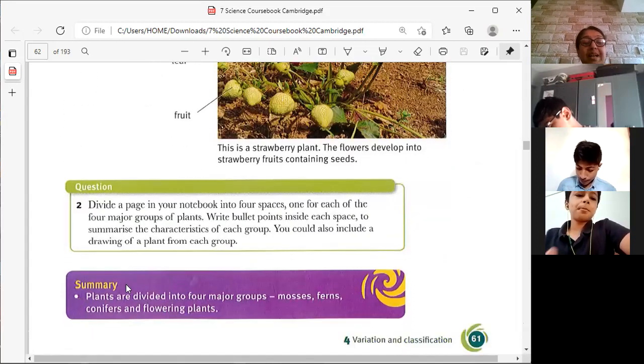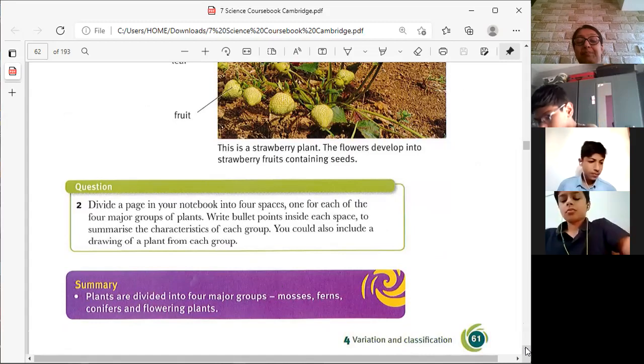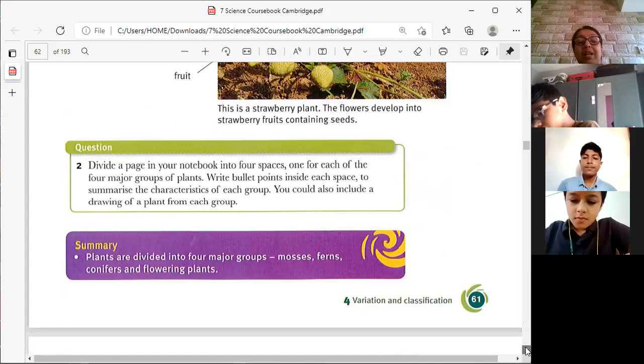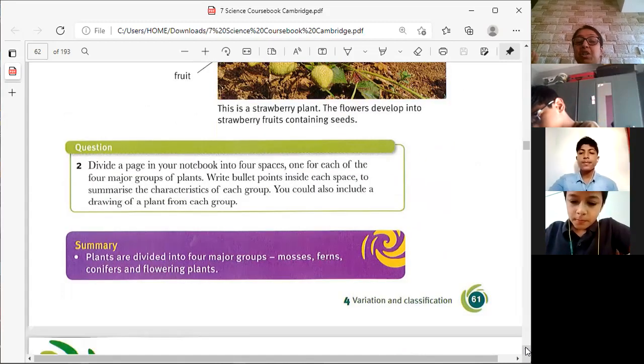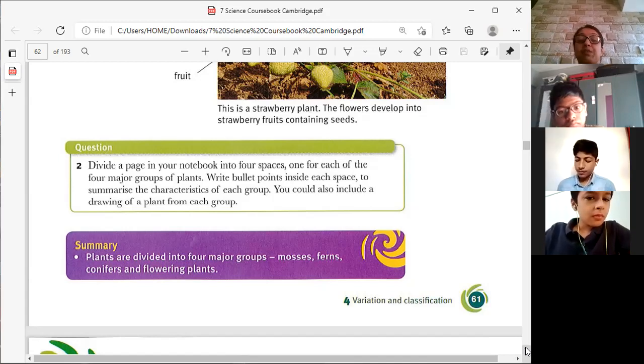See, first you will write the summary, the first point like this, and then I will give you the characteristics of each of them. So the first point you may write as classification of plants, and then you will start: plants are divided into 4 major groups, and then you can write mosses, ferns, conifers, and flowering plants, and then I'll make you write points for each of them.